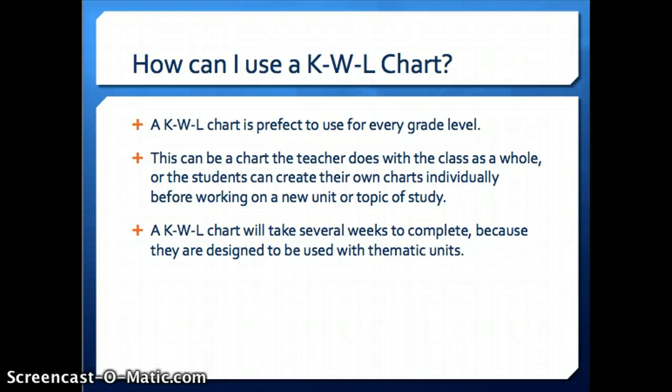A KWL chart will take several weeks to complete. This is because they are designed to be used with thematic units. Now, saying that, I have also done it when we're doing specific holidays or different days in the classroom, such as Valentine's Day.